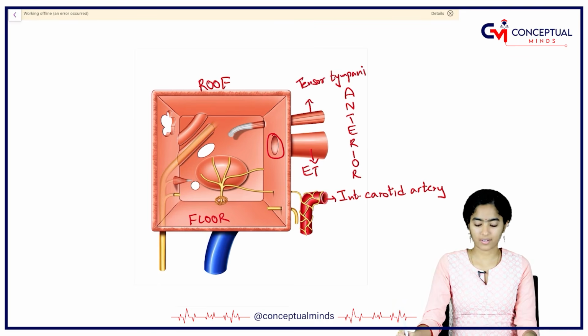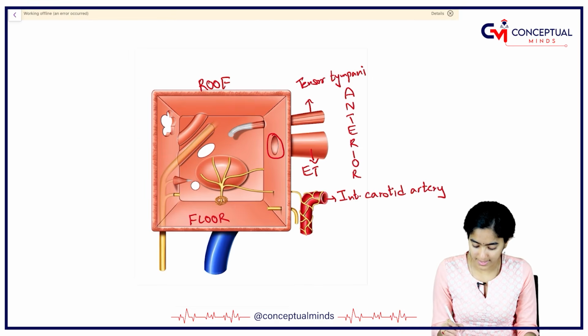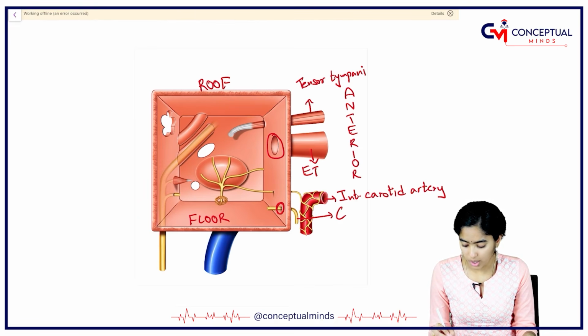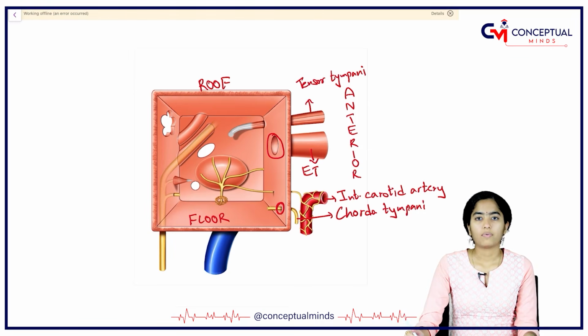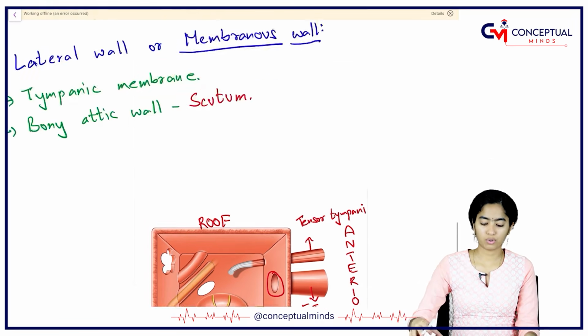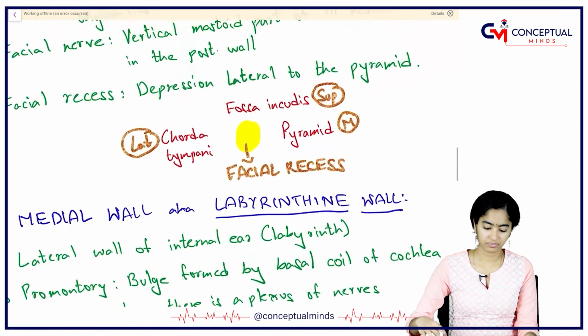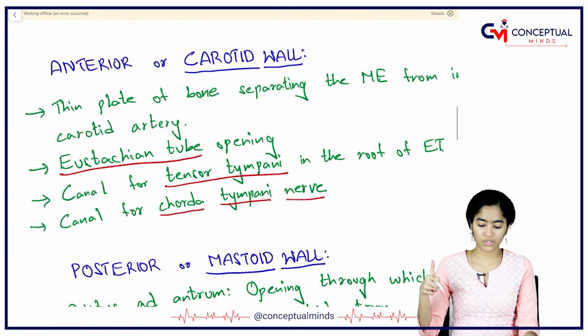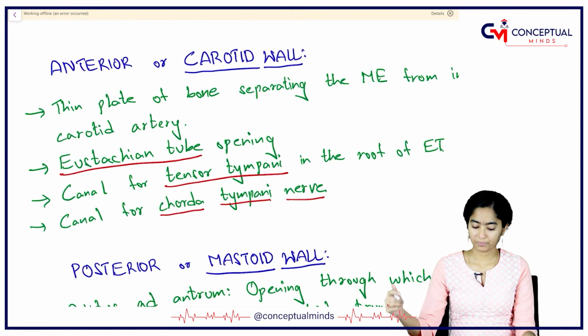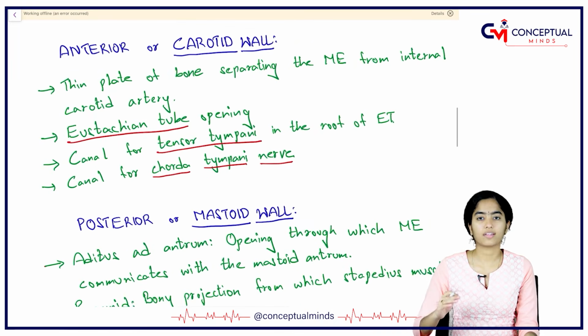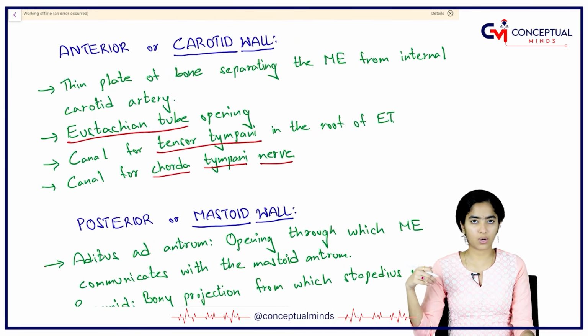Tensor tympani muscle. And the fourth structure that you are seeing is this nerve over here, which is the chorda tympani nerve. That is also entering the middle ear via the anterior wall. Four points of anterior wall covered: eustachian tube opening, tensor tympani and chorda tympani nerve. And of course, the internal carotid artery you see outside.